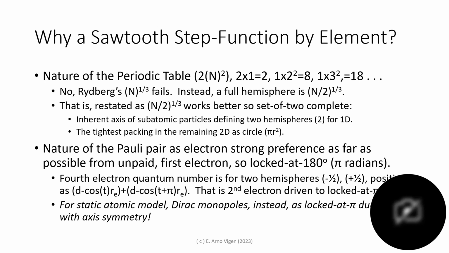The second part is the nature of Pauli pairs. What I'm saying is that when you have a Pauli pair, the next electron wants to be as far away as possible. That is basically the 180 degrees, locked at the pi radians position. That means relative to the nucleus, it is 2 apart. And what you're missing is this extra 1 over r. So 1 over distance squared versus an r is 1 over distance cubed. So 1/2, twice as far away, 1 over 2 cubed is 1/8.